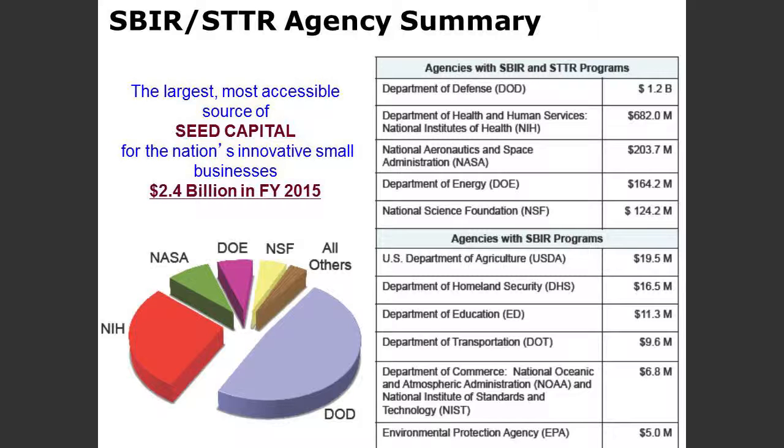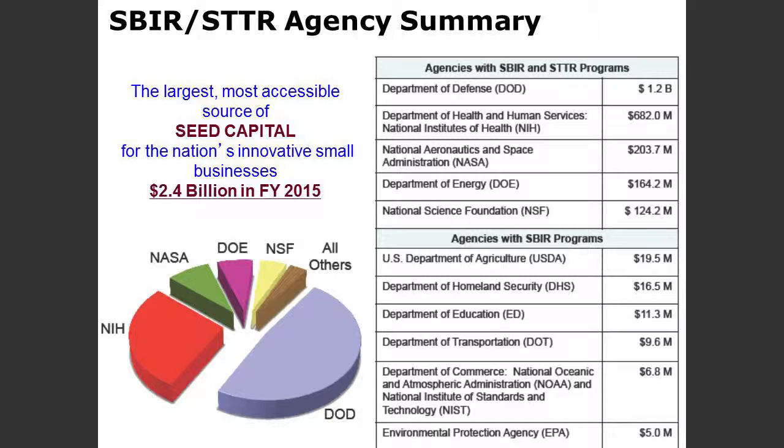So, for example, FY 2015 was $2.4 billion. DoD is always about half of that, about $1.2 billion. NIH $682 million. NASA $203 million. DOE $164 million. NSF $124 million. And these are agencies that have SBIR and STTR programs. Not all agencies have both.